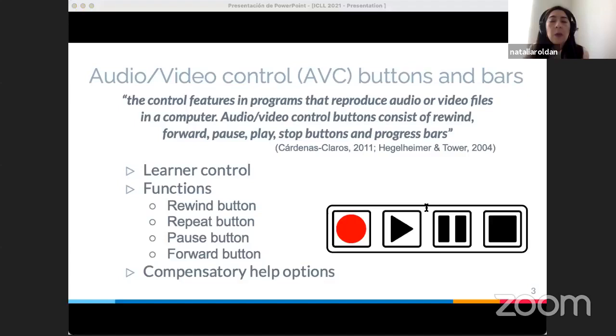It is important to note that control buttons and bars are a staple of computer-based listening materials. This is a primary function of learner control because the opportunities for interactions are enhanced. Through interaction with rewind, repeat, pause, and forward buttons, learners obtain enhanced input to aid their comprehension. Consequently, these buttons are classified as compensatory help options as they help learners to recover from breakdowns in understanding.